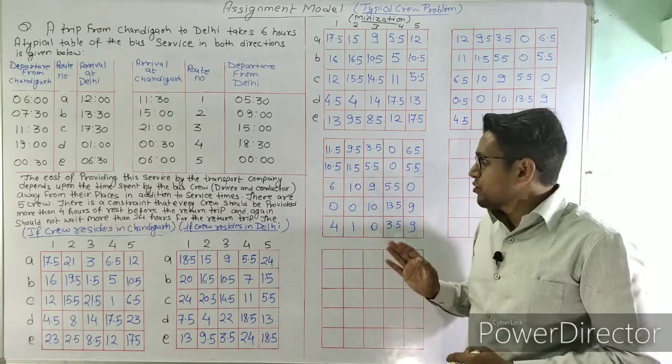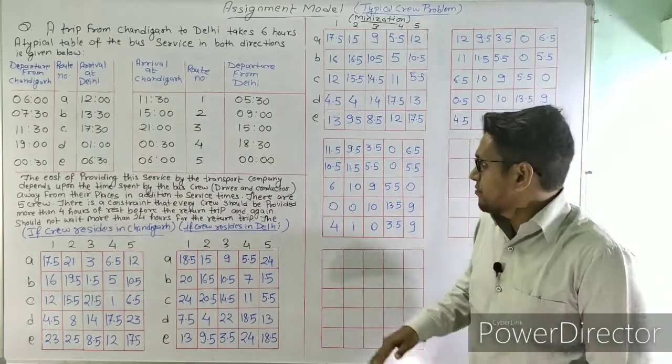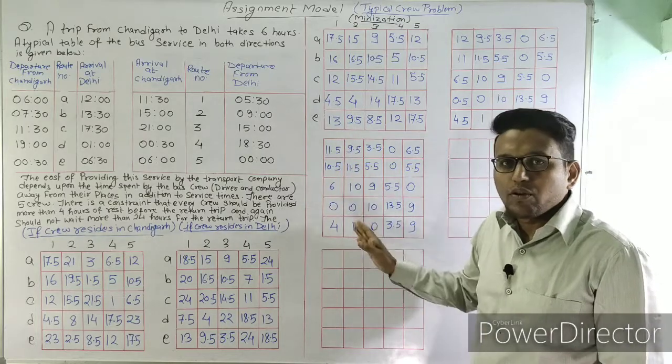Now our next step is to make assignment. To make assignment, we will first make assignment row wise, then we will try to make assignment column wise.